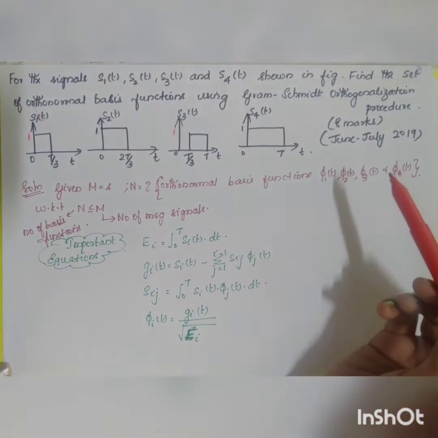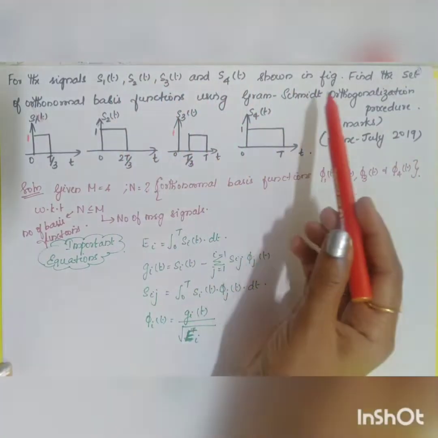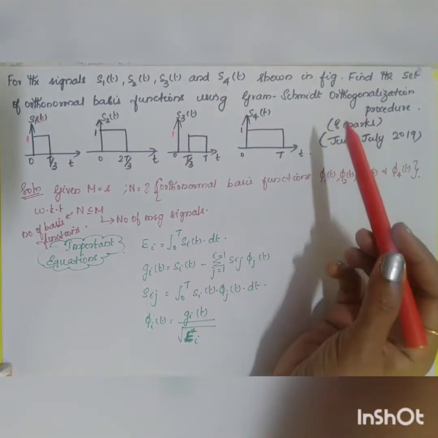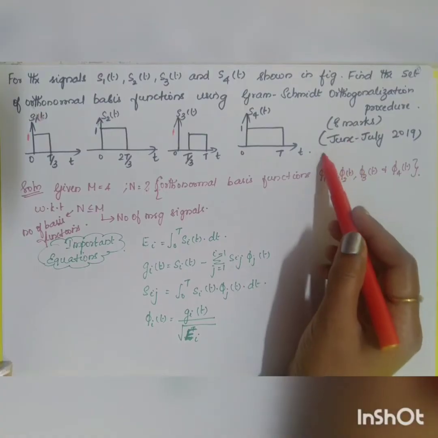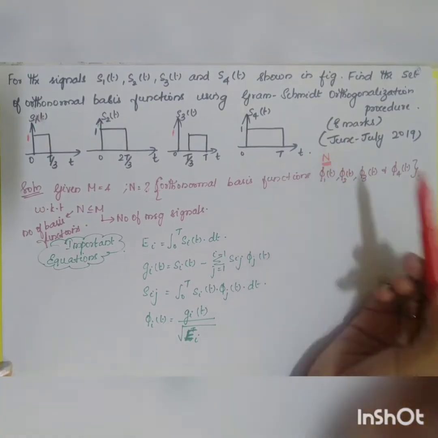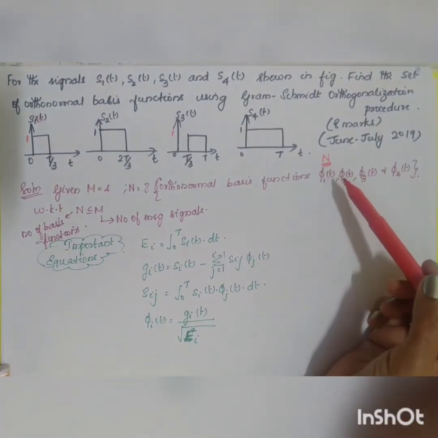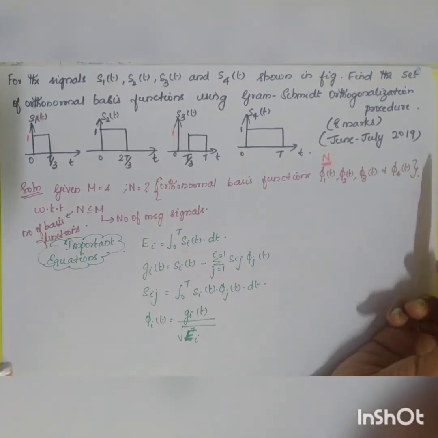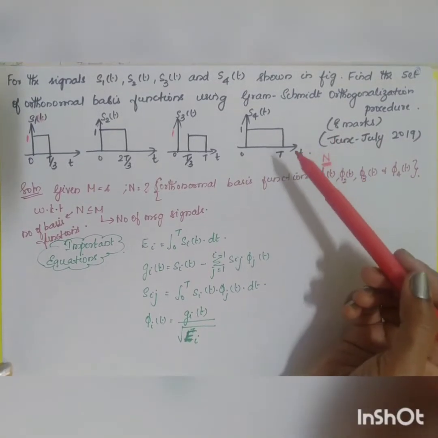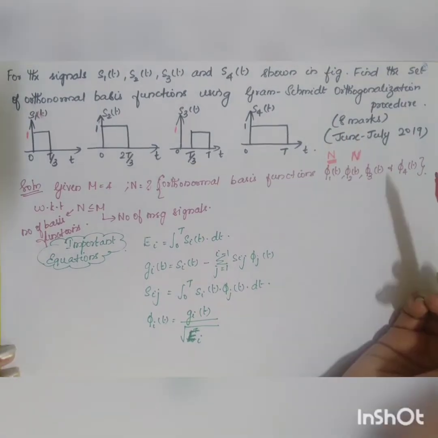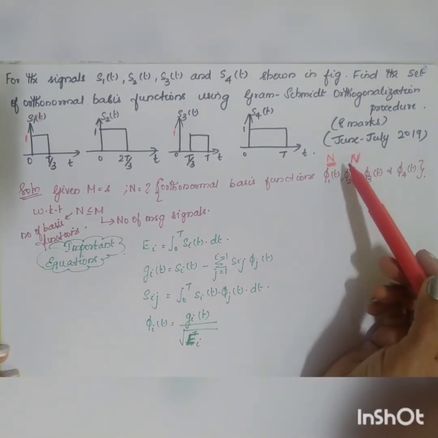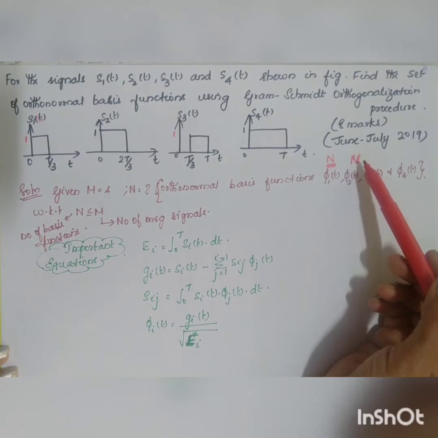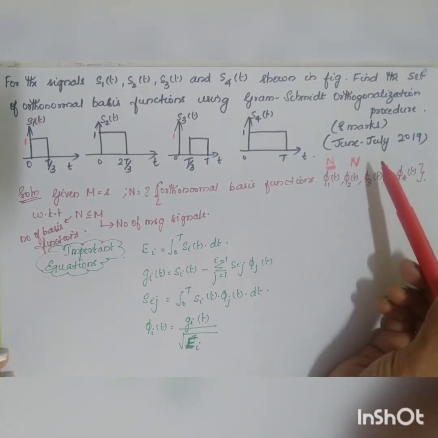Okay. So what are the two main tasks given in your question? You have to find out your orthonormal basis functions, that is N number of orthonormal basis functions, phi 1 of t, phi 2 of t, etc. And the first condition is you have to find out how many orthonormal basis functions you have. So for that there is a condition.